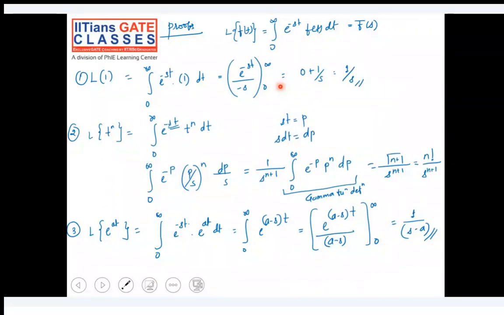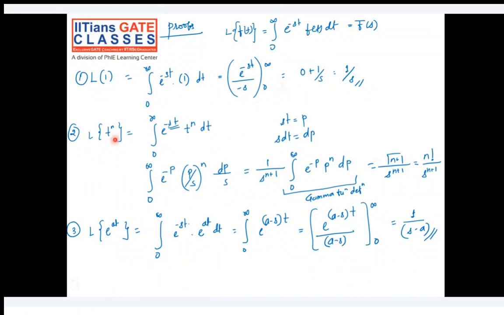Can you tell me what is Laplace transform of 2? Anyone? Laplace transform of 2? 2 by s. Yes, correct, 2 by s. So Laplace transform of a constant is that constant divided by s.